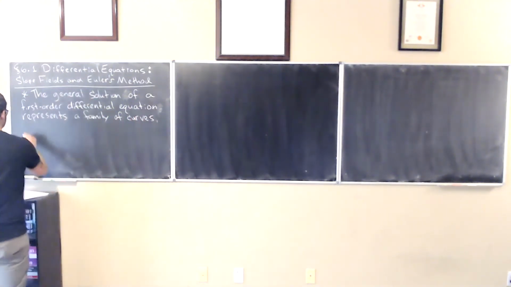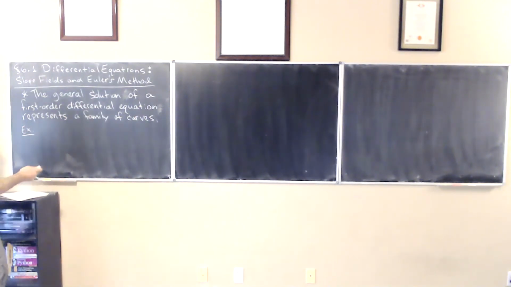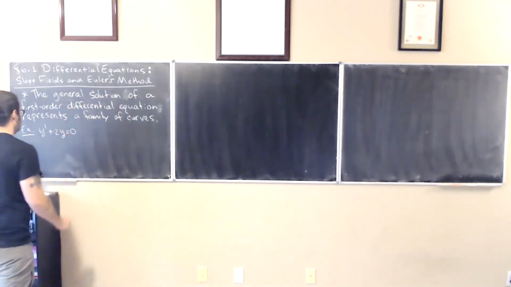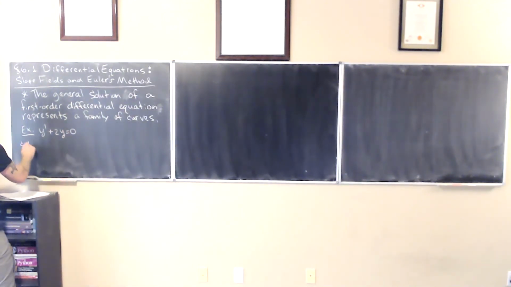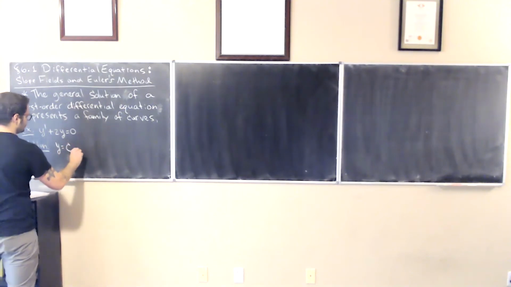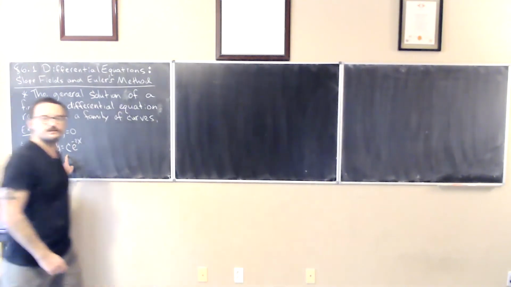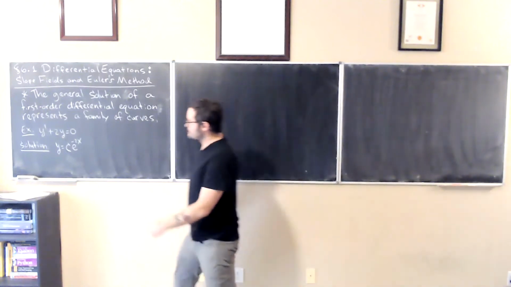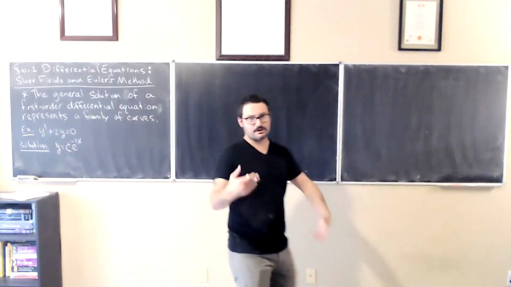So for example, we just did an example where y prime plus 2y equals 0 has a general solution y is equal to c times e to the negative 2x. Right, so that's the general solution of that differential equation. Now, for each value of c, we have a curve in the plane.